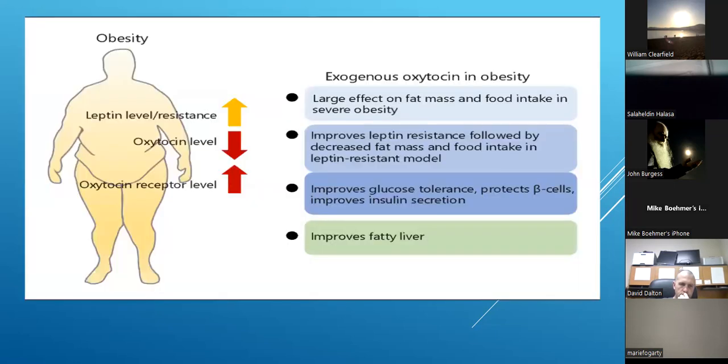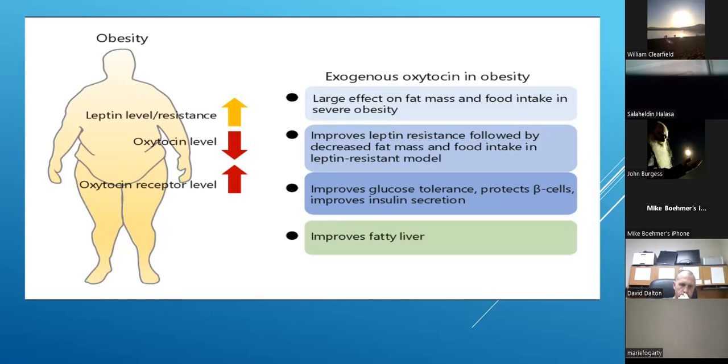And if you see it here, how that leptin resistance can lead to obesity, craving of food, because they cannot produce leptin, cannot stimulate oxytocin. And I think if we give those patients oxytocin, we can manage those patients. So exogenous oxytocin in obesity has a large effect on fat mass and food intake, and in severe obesity. We know that it does give you that kind of satiety. It improves the leptin resistance because you're bypassing it, right? Followed by decreased fat mass and food intake in the leptin resistant model, right?